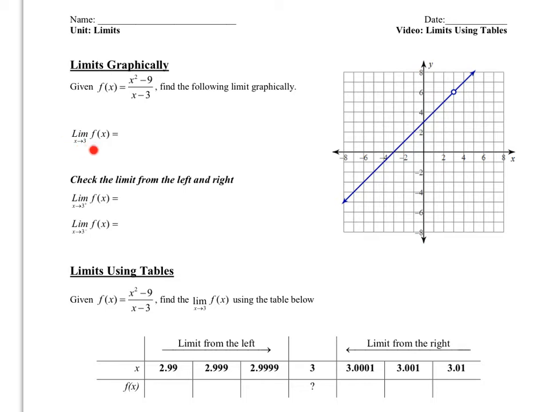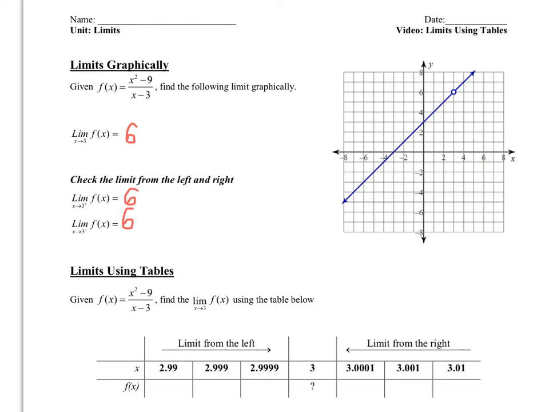But remember, in order to do that, I have to check the limit from the right equals the limit from the left. So let's see. The limit from the left looks like it's going to be 6, and the limit from the right looks like it's also going to be 6. So now that I've verified that the limit from the left is equal to the limit from the right, we can say the limit as x approaches 3 is just 6.